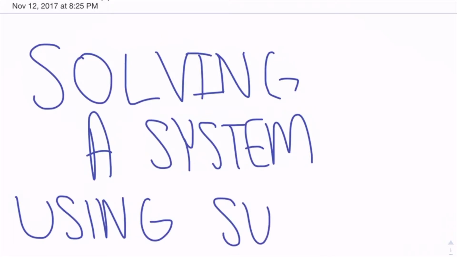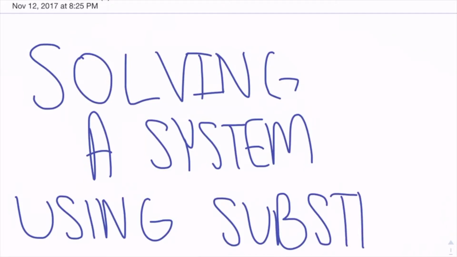After you solve for one variable, you can take the number that you received from the equation and plug it into the other equation to get the other variable. After you have both x and y, put it in parentheses, and you are complete.